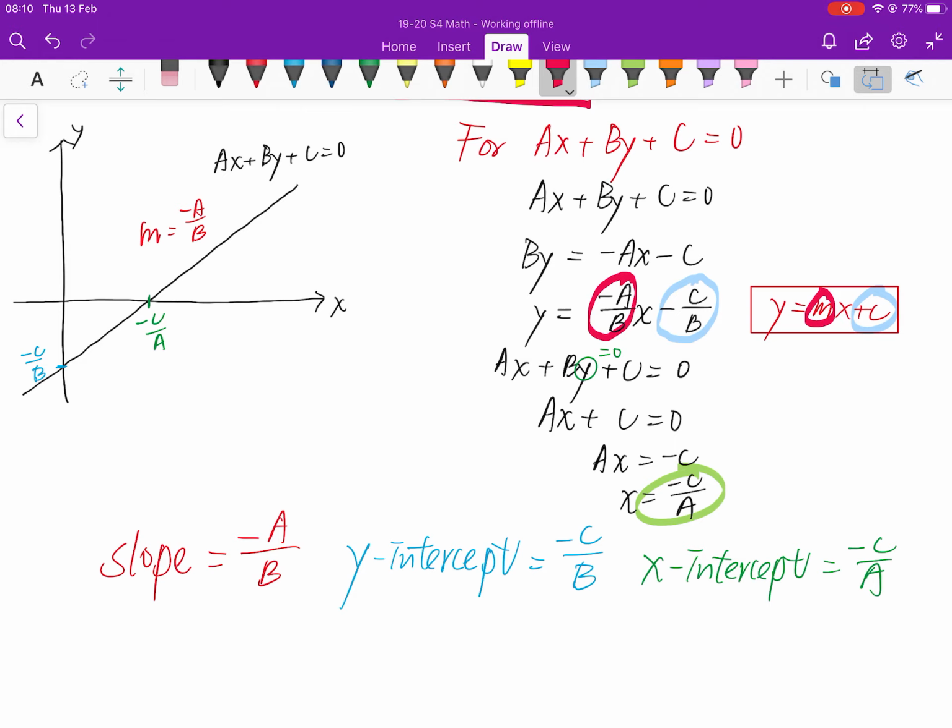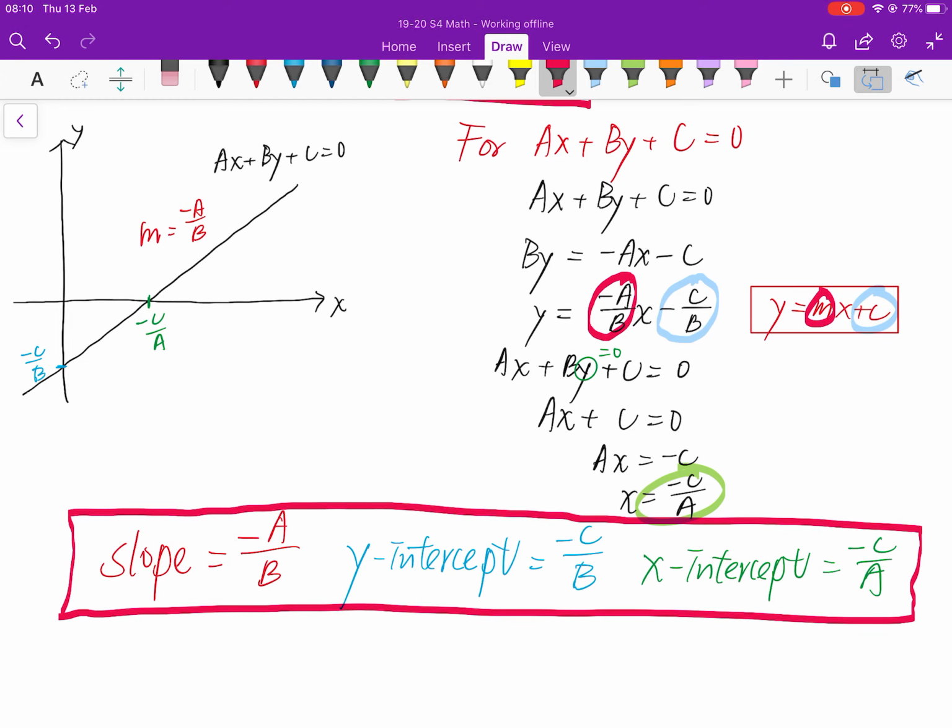This is the conclusion of our calculations. When we want to calculate the information from Ax plus By plus C, one method is to simply remember the slope, the y-intercept, and the x-intercept: negative a over b, negative c over b, and negative c over a respectively. Another method is to learn the steps that we calculated. Then the red box we don't have to memorize.